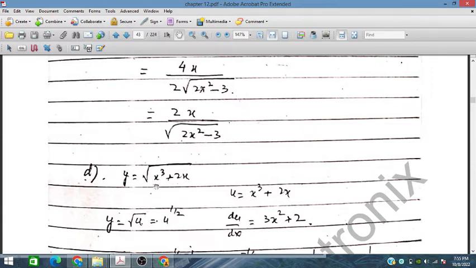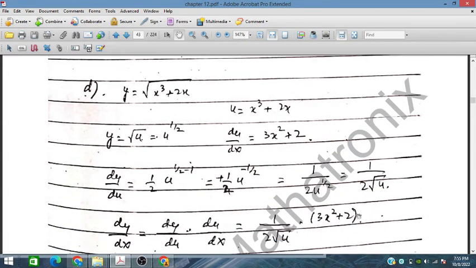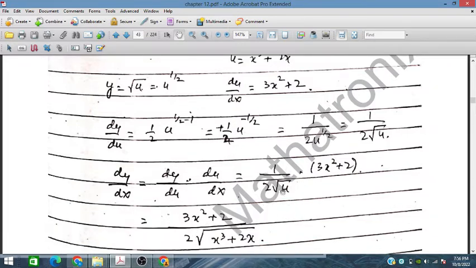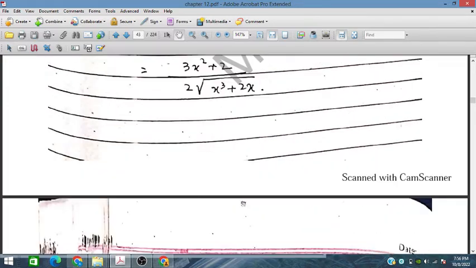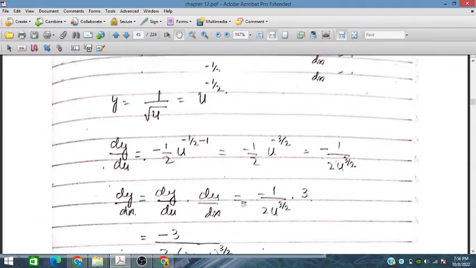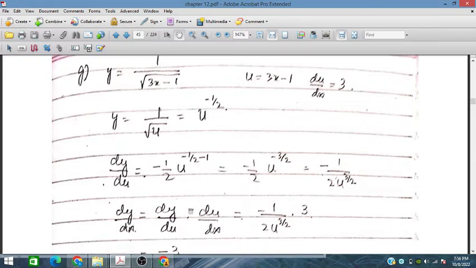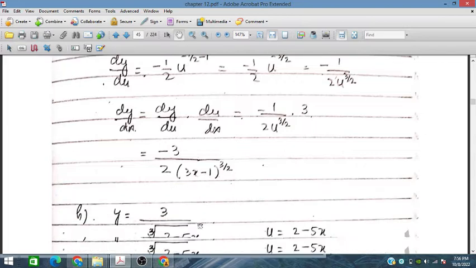For this one, du by dx is this, so dy by du is this, and du by dx is this. So in place of this, place the value of u here. Similarly for the last one, problem number g part, y is equal to 1 over this, u is this, and du by dx is this. Place this into dy by du and du by dx by the chain rule, then place the values and eventually get that.